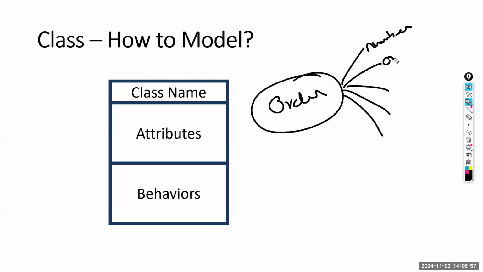Maybe the order date, right? Order date. Maybe order type. You need express delivery or a normal order. Right? Order number, order date, order type. Okay, so those are things that, yeah, maybe delivery address, yes, and delivery address. So those are some attributes, right?